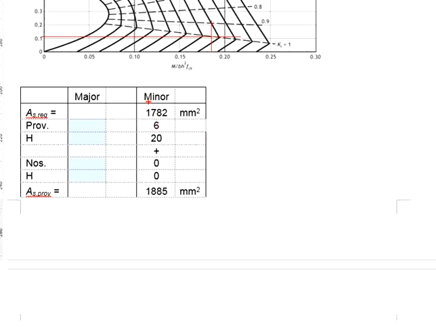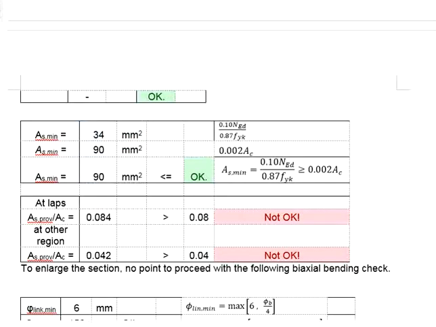You will need to provide an amount of reinforcement bar greater than this value. In this case, we provide 6H20, giving you a total bar area of 1885 mm square. Your AS provided is now greater than the AS required. That means it is acceptable. And then you will need to check the provided reinforcement bar in terms of the minimum and the maximum bar area. We check the minimum bar area first.